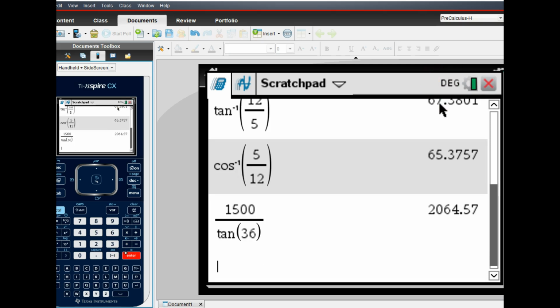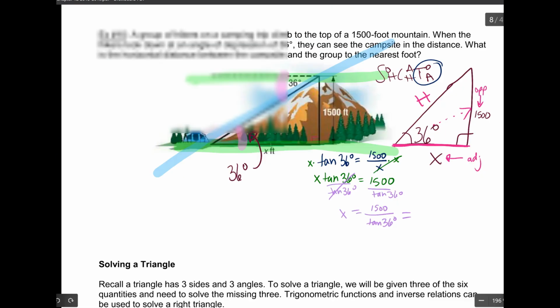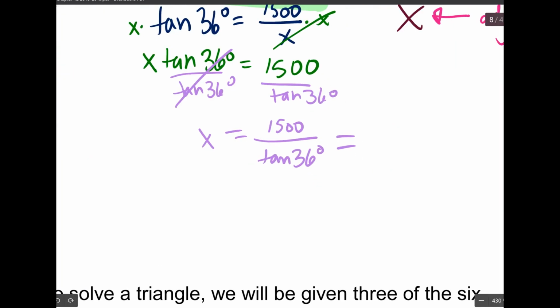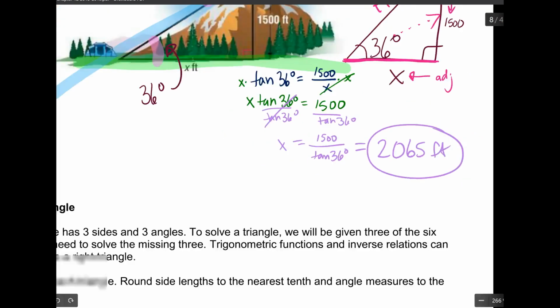I'm supposed to round to what? The nearest one, the nearest tenth, the nearest foot? 2065 feet. Nearest foot, 2065. Check it out. Alright.